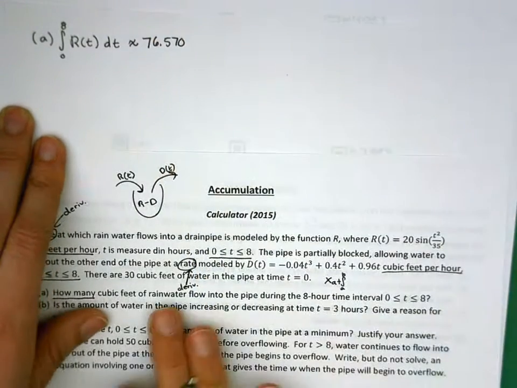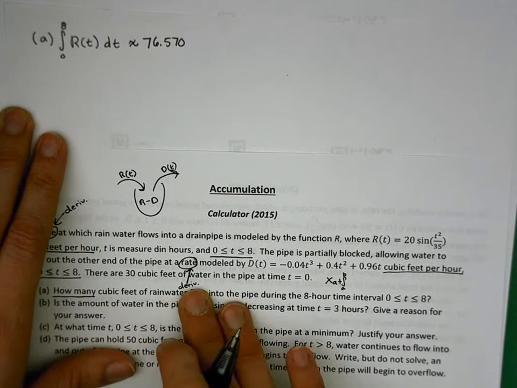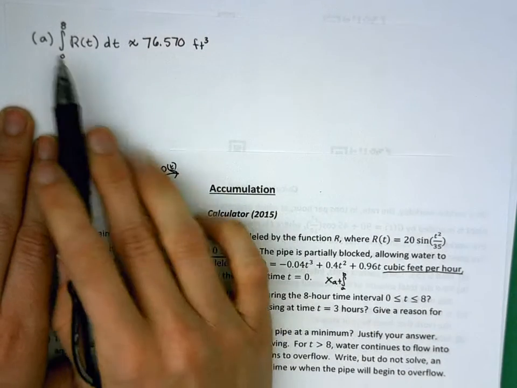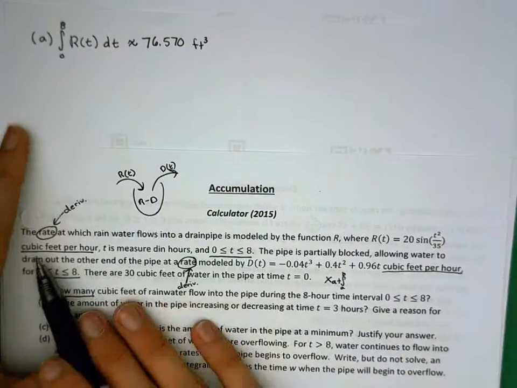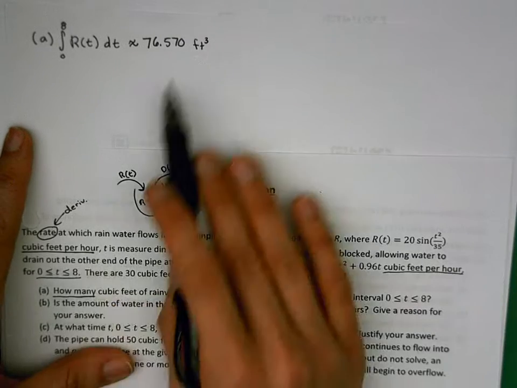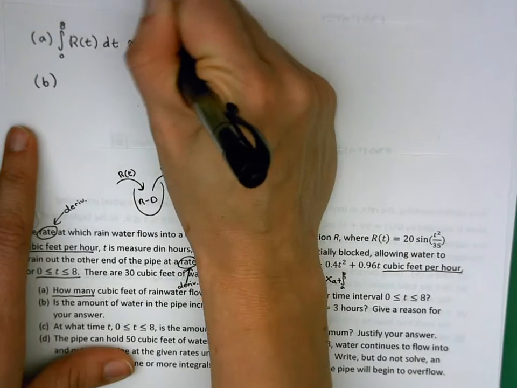76.570. They didn't ask us specifically for units here, but they did indicate how many cubic feet of rainwater, so I do know that this is feet cubed. In addition, I know because I took an integral of R, and R was cubic feet per hour, so that integral would undo that per hour, sending me back to cubic feet. Okay.